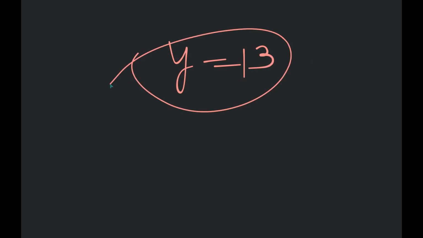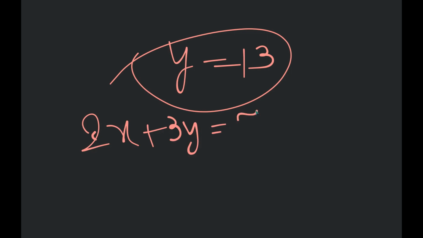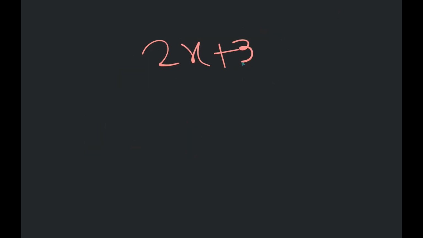Okay, now we have got the breadth, now we have to find the length. So for the length, again if we put the value in any one equation we will get it, right? So let's suppose the equation was 2x plus 3y is equal to 75. Okay, so instead of y I am going to put 13. So 13 times 3 will become 39. Okay, so 2x plus 39 is equal to 75.